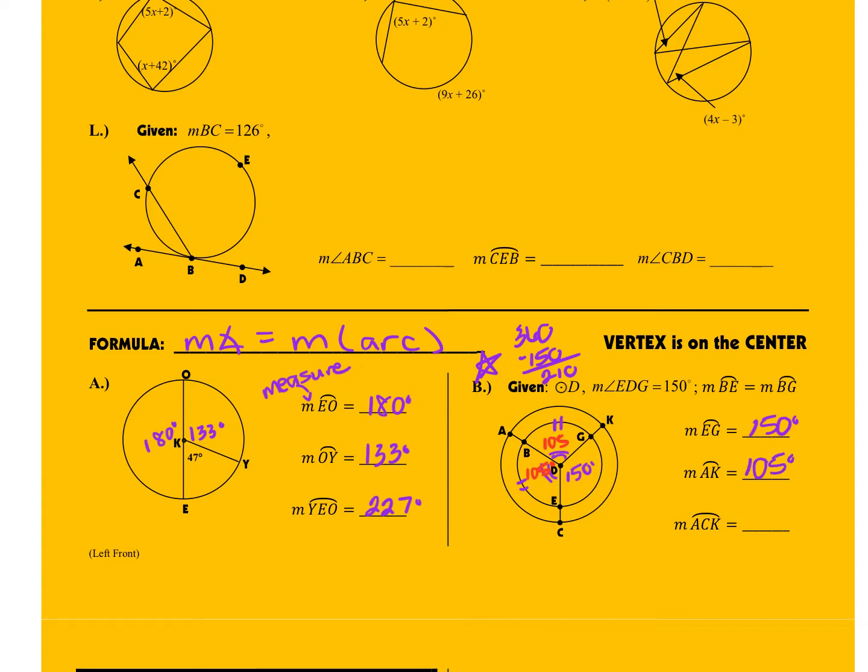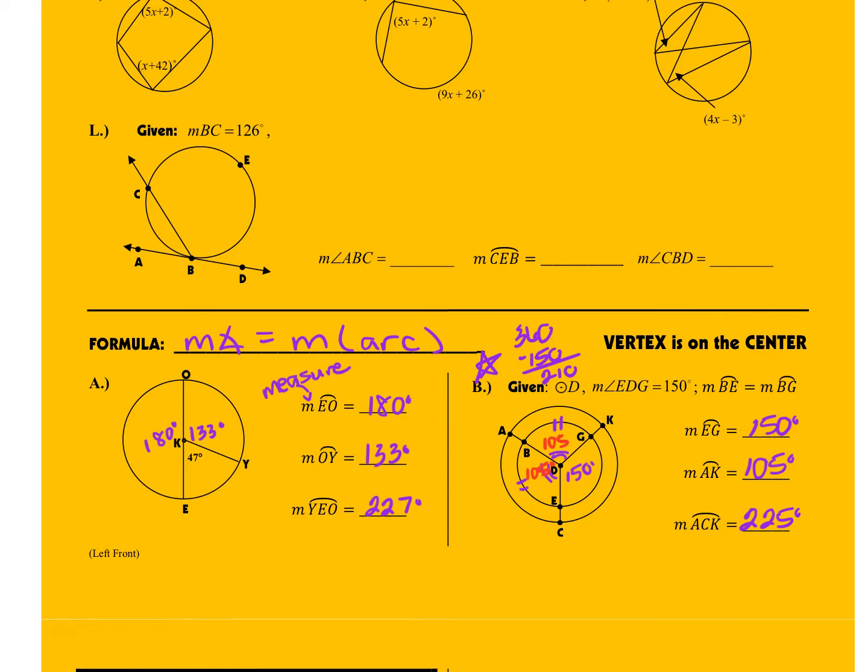Our last one that we're going to do here is going to be ACK. We've got three letters, so we know we want more than 180, so we're going to go from A to C to K. We're going to add these two together, so this 105 and the 150, or you could think the whole circle and just subtract off that portion. Either way, you're going to get 225 degrees.